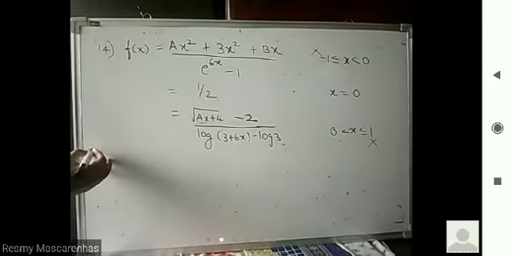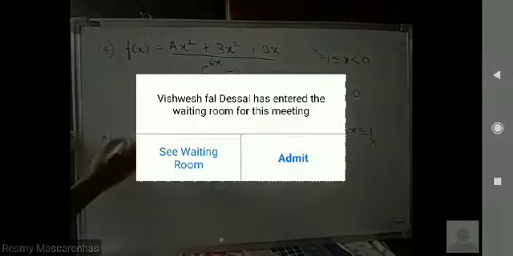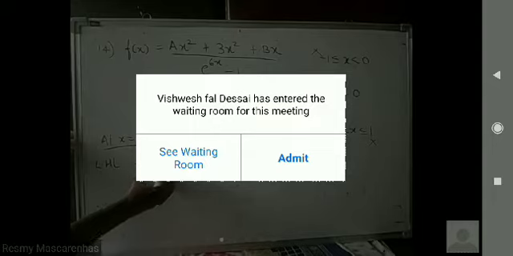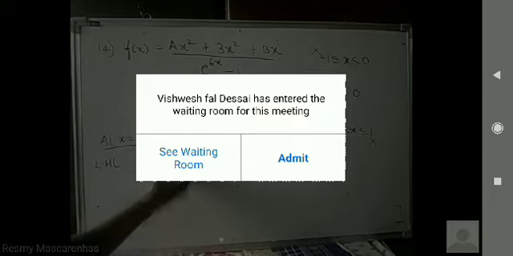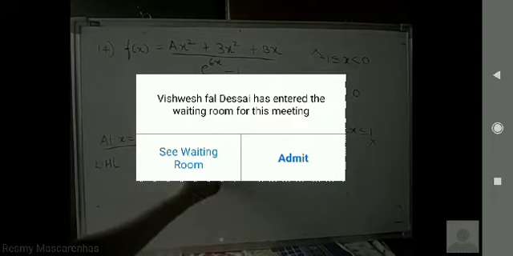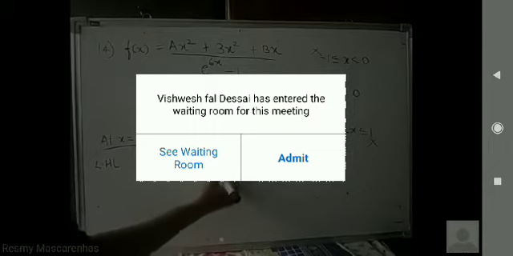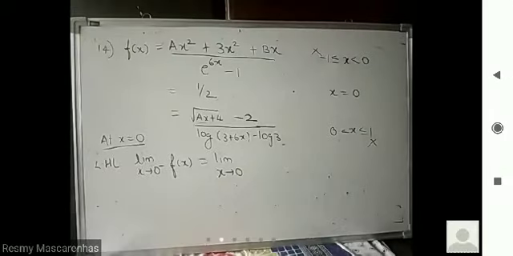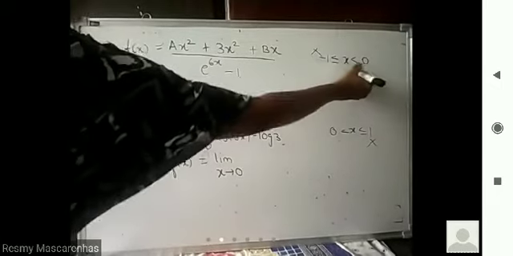First thing what you have to do is, at x is equal to 0, that is the only point which is there. So you have to find your left hand limit: limit x tending to 0 minus f of x. So that will be limit x tending to 0. Now check where is x less than 0. So x is less than 0 over here.